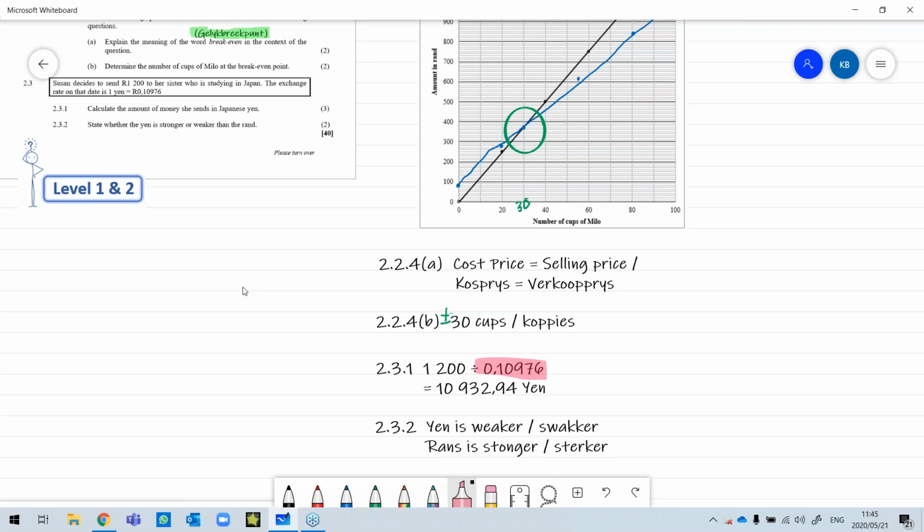Question 2.3.2. State whether the yen is stronger or weaker than the Rand. So here you could have said it both ways. It is all about your motivation for this question. You could have said that the yen is weaker since 1 yen equals a decimal value of the Rand. Or you could have said that the Rand is stronger due to 1 yen not even being equal to 1 Rand. So the Rand is a lot stronger. You can buy a lot of yen with 1 Rand.